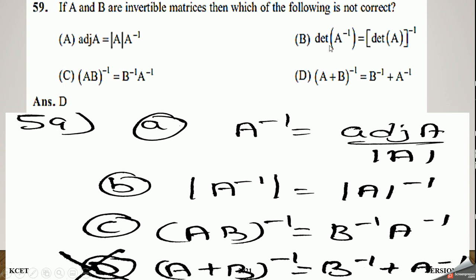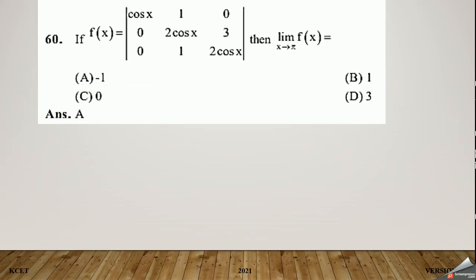Coming to option B, we know the determinant of A inverse is same as determinant A whole inverse, and we have the property AB whole inverse equals B inverse into A inverse. We don't have any property of this type, that is A plus B whole inverse is A inverse plus B inverse. So option D is not correct.